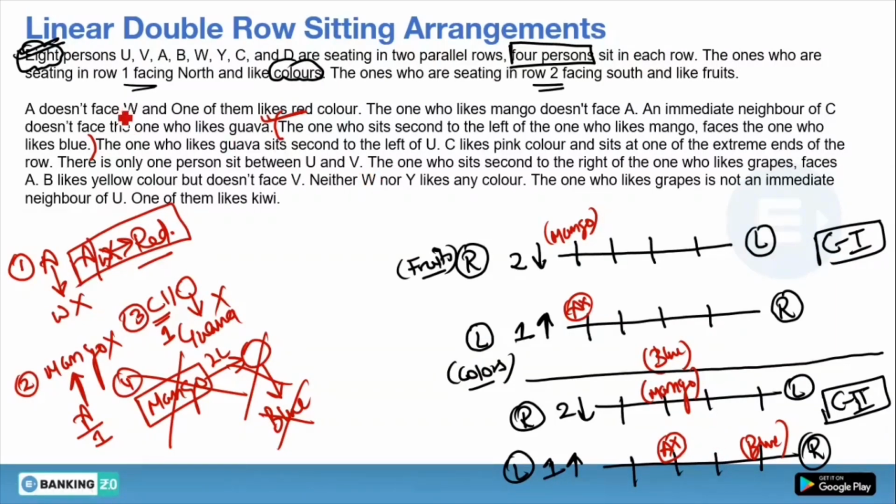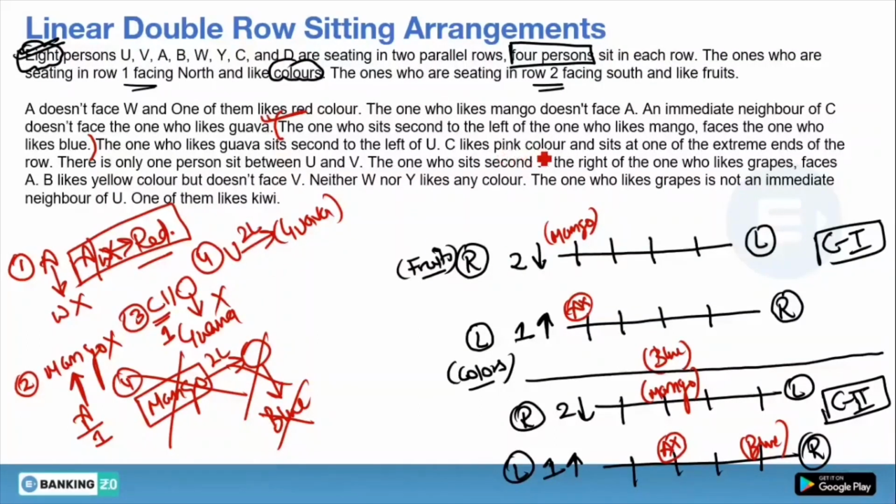Now let's read another line. The one who likes guava sits second to the left of you. So this is our fourth hint. From you, second left is a person who likes guava, and we know that guava is a fruit, so it will come on row number 2 only. But there are possibilities for you, that is you can come on mango also and you can come here also. Similarly in this case also, so we cannot put this hint.